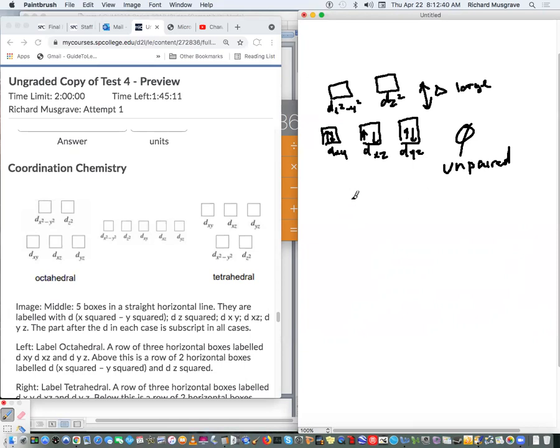If it was weak field, I'm just going to show you what it would look like. It means that this delta is small. And that would mean that we do 1, 2, 3, 4, 5, and then the 6th one would go down the bottom here, and that would be 4 unpaired electrons.